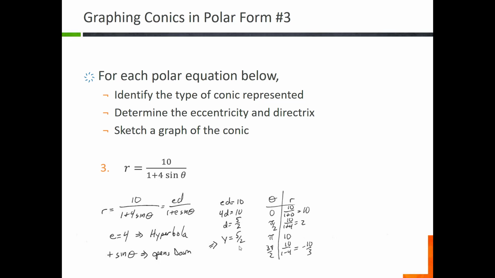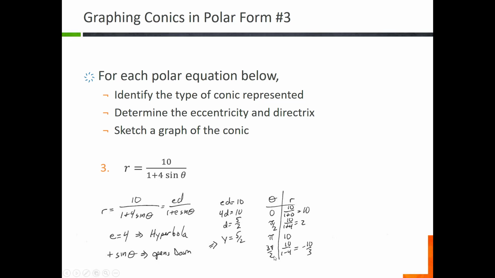Let's go ahead and set up a table again. Again, we're going to do 0, pi over 2, pi, and 3 pi over 2, always the same 4 values. And again, I'm going to use the original equation. So if I plug 0 in for theta, well, sine of 0 is 0. So we get 10 over 1 plus 0, which is just 10. If we plug pi over 2 in, the sine of pi over 2 is a 1. And so we're going to have 10 over 1 plus 4, which is 10 over 5, which is 2. If we try pi, so again, plugging in pi, sine of pi is 0. We're going to get 10 again, just like we did with theta equal to 0.